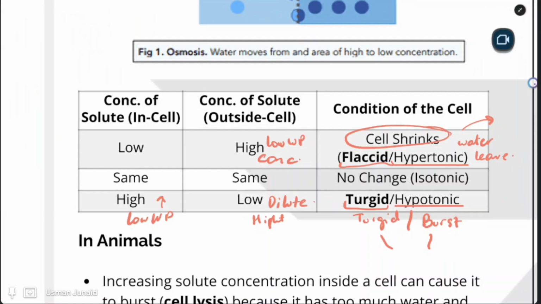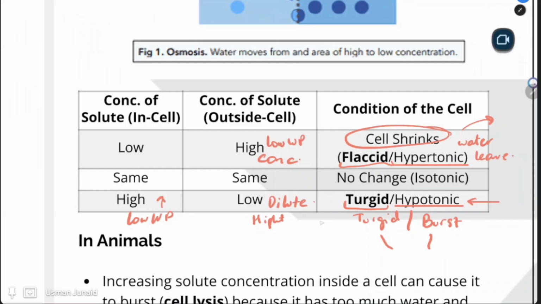It's basically the opposite of hypertonic. Hyper means a lot of solute, and hypo would mean less solute. I'm a little confused on the solute part. Okay, this is talking about the solution that the cell has put in.